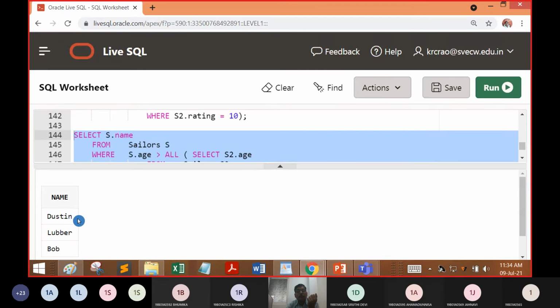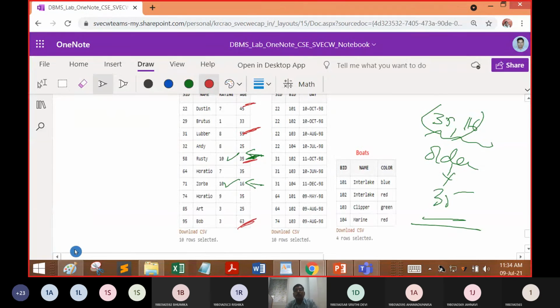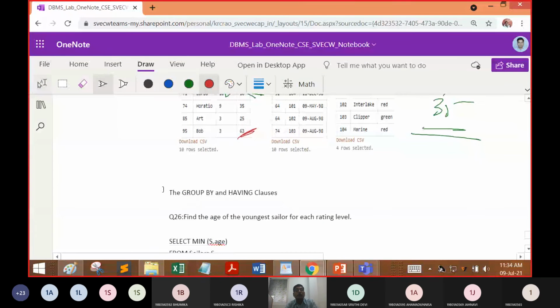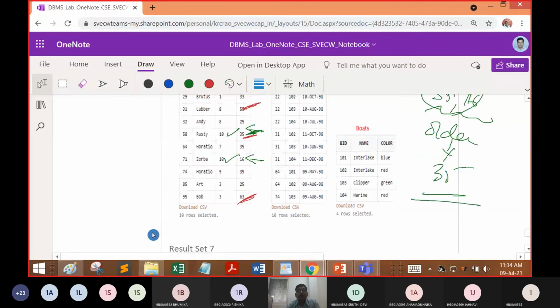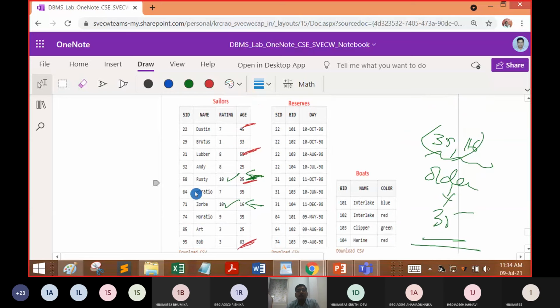So now you can see that Dustin is followed by Luber and followed by Bob. I just mentioned in the pick that we need to have only the 3 elements: the first should be Bob's record, the second one should be Luber's record, and the third one should be Dustin's record. The reason is, between 35 and 16, 35 age is older.